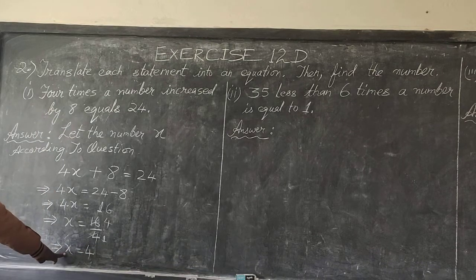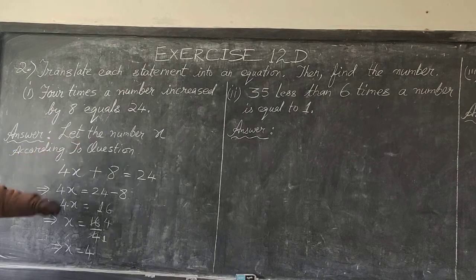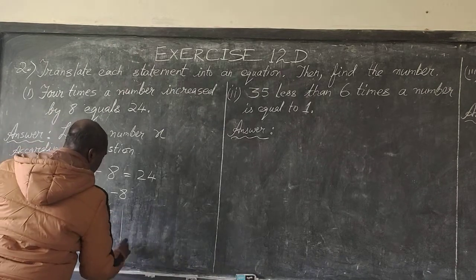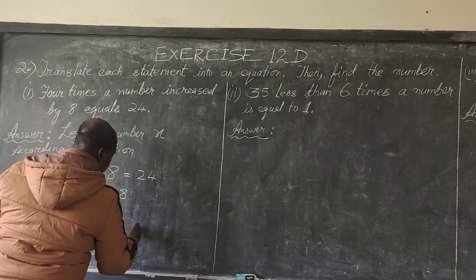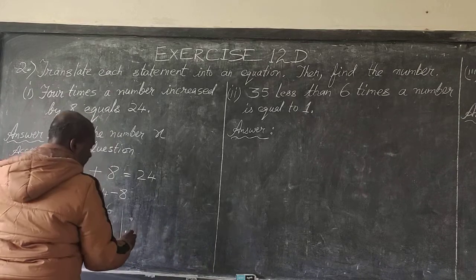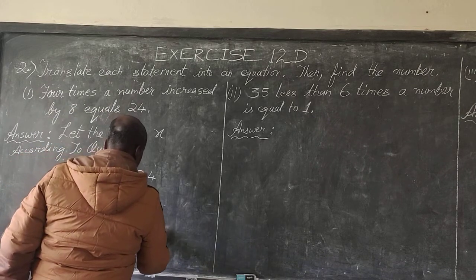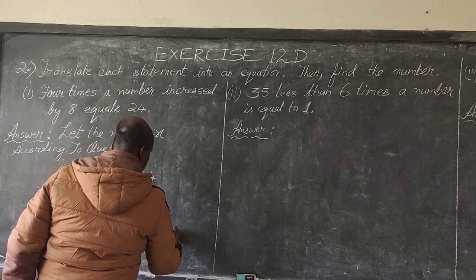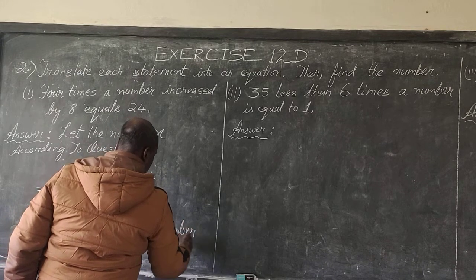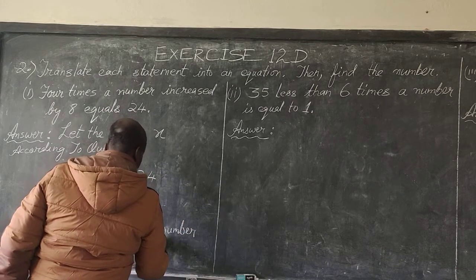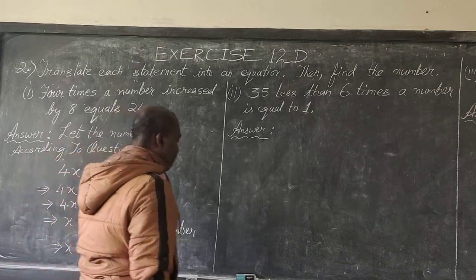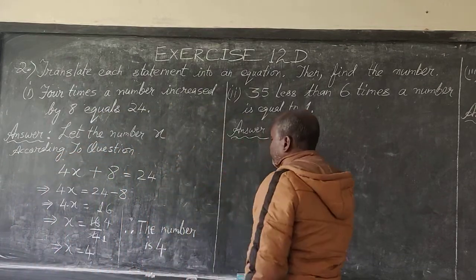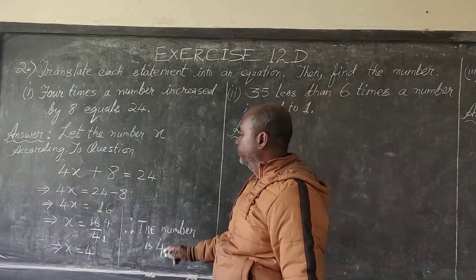So we have solved for x. What was x? X is the number. Therefore, the number we have got. Okay, so the number we got 4.